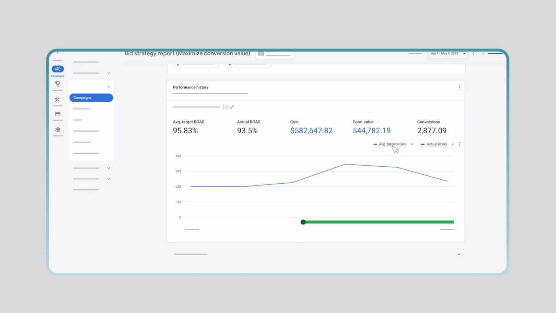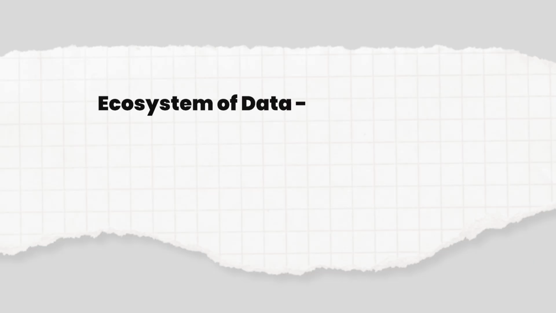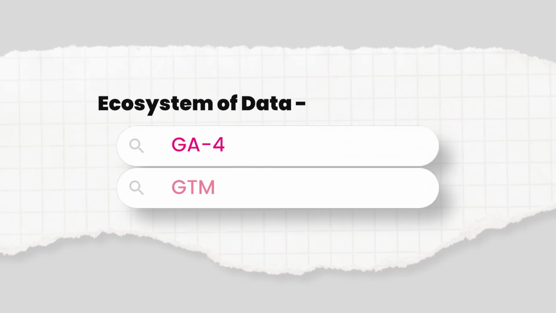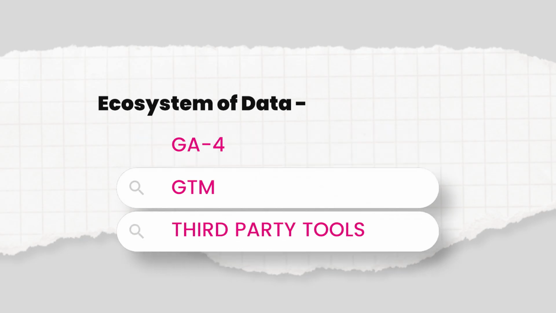This level of tracking maturity separates professionals from amateurs. You're no longer just looking at Google Ads. You're managing an entire ecosystem of data across GA4, GTM, and third-party tools.